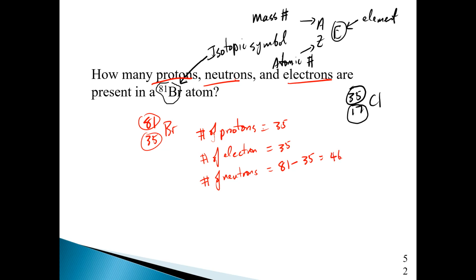And that's basically how you would answer this question, all right? So that's basically how we can interpret this representation here, which is called the isotopic symbol, to find out certain things about a particular atom in terms of the composition of the subatomic particles present within that atom.